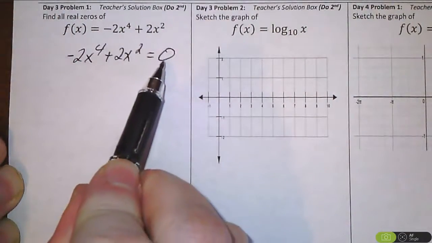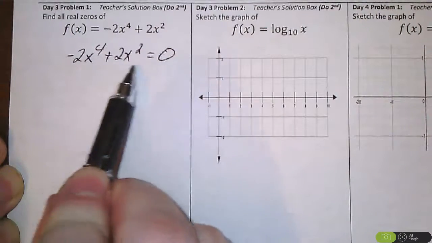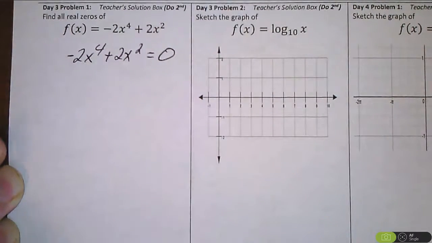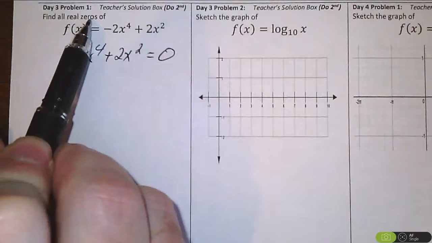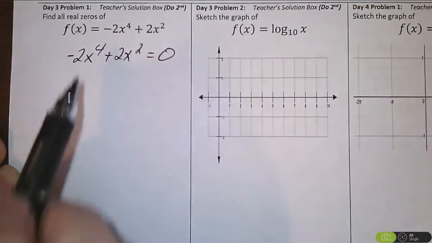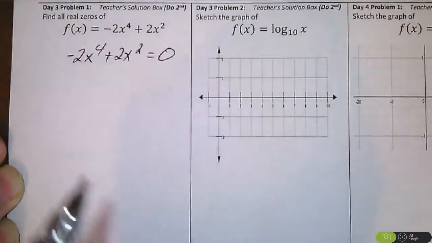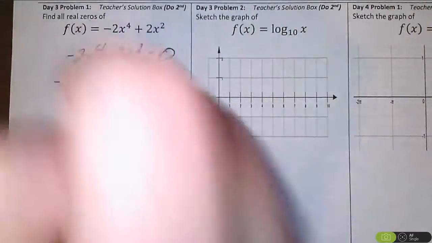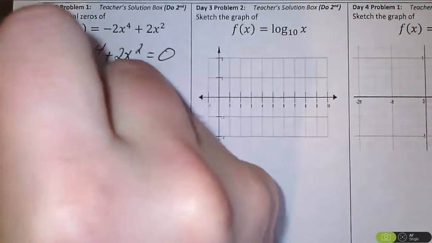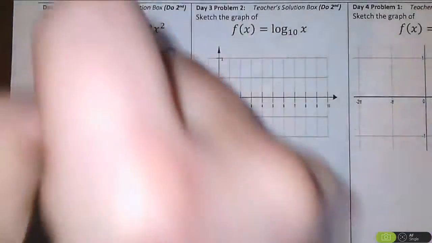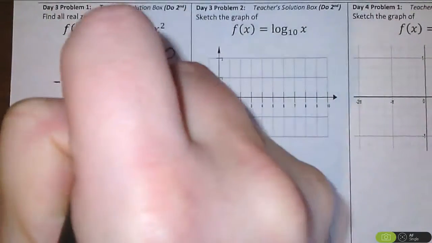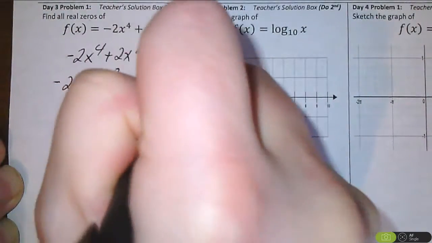Now that we have the equation set equal to 0, we can solve the equation, and the answers we get for x are called zeros of that original function. We could use the factoring method on this. We'll factor out the greatest common factor, which is negative 2x squared. This is going to leave x squared here and minus 1 here.